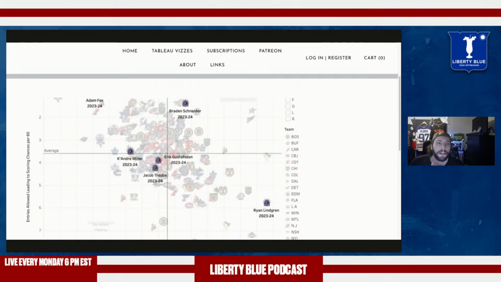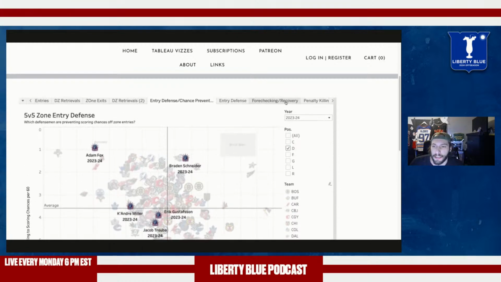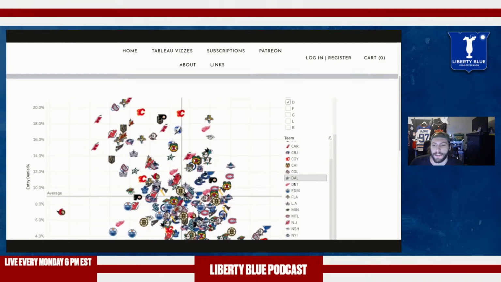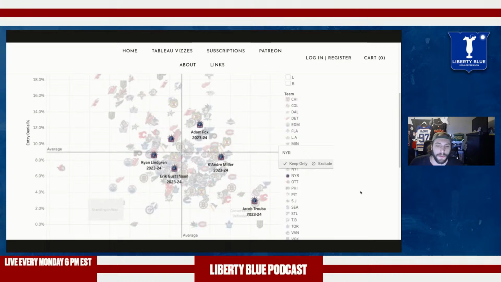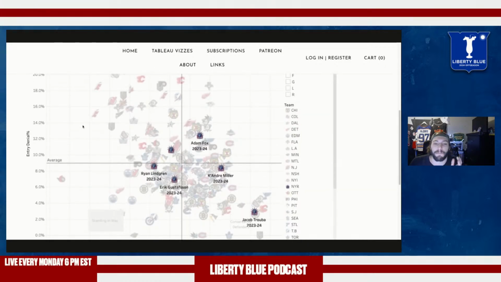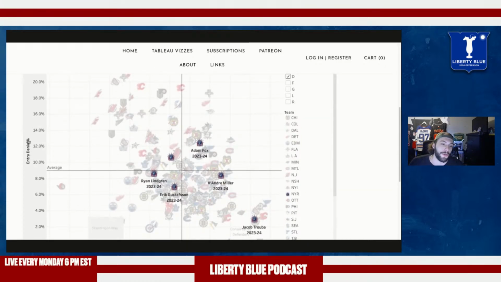So we move along here. We'll go over to the next key statistic, which is entry defense. So this is in terms of how they are at preventing the other team from gaining the zone. So entry denial, which means when someone is skating at you, are you able to break up the play and force them to circle back or force a change in possession?